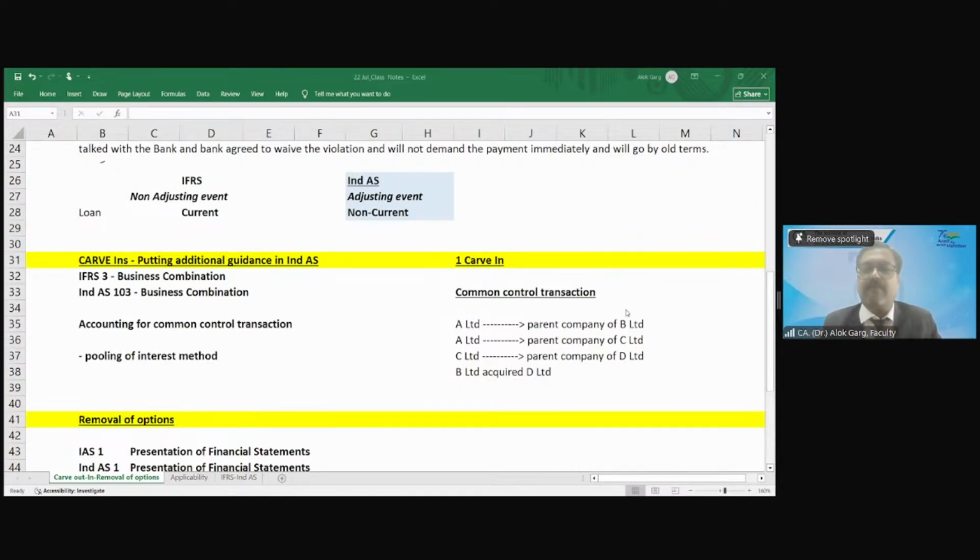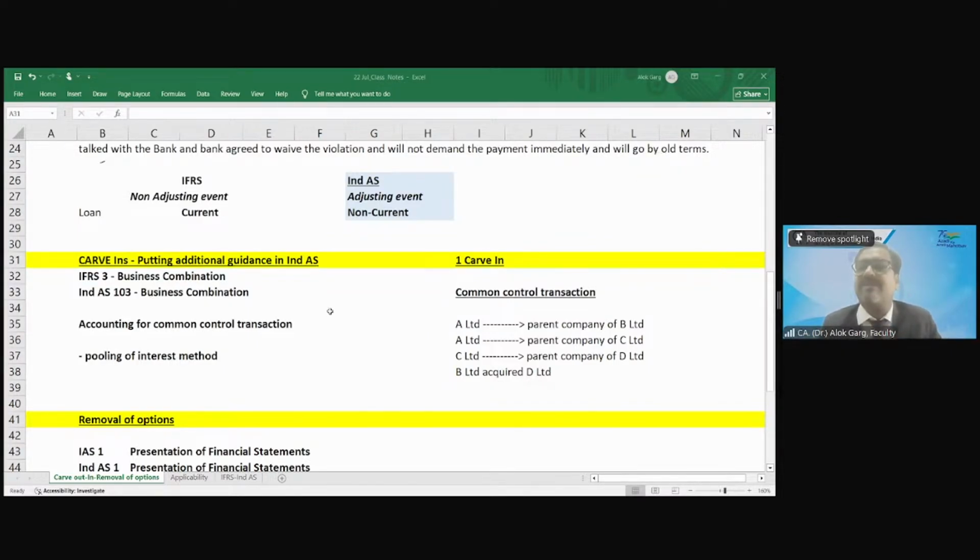Have you heard about the business combination standard, my dear friends? Yes, business combination standard. IFRS 3, Ind AS 103. You will read this Ind AS 103 at the time of consolidation.